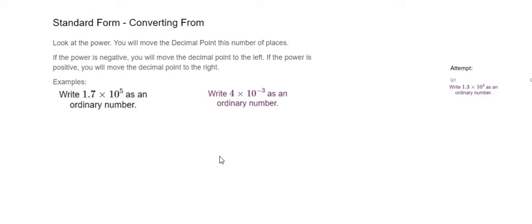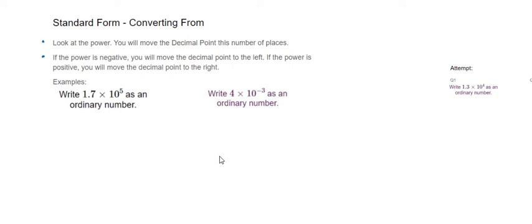Hi guys, so this is converting from standard form back to an ordinary number. The steps involved are to look at the power first. You will move the decimal point this number of places. If the power is negative, you will move the decimal point to the left. If the power is positive, you will move the decimal point to the right.